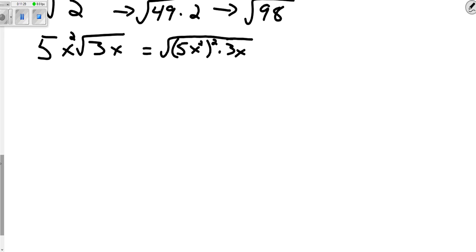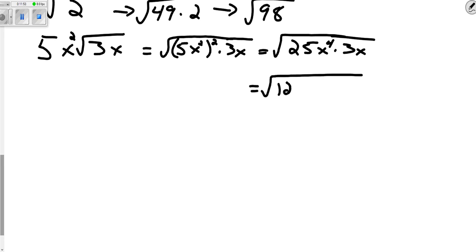Adam, makes sense? I like that head nod confidence. Serious swagger. So 5 squared is 25. x squared is x to the 4, Mr. Weber. Thanks, guys. Times 3x. Then you just multiply it all together. 75 x to the 5th. Oh, you added. Yeah, you got to add them.